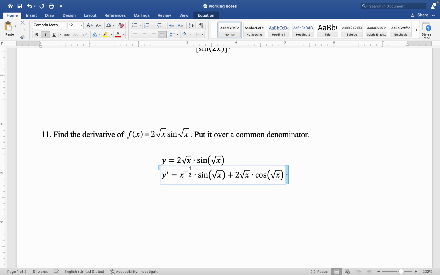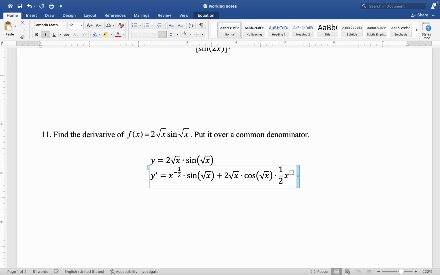And then we're not done. The chain rule says we also have to multiply by the derivative of the inside function. The derivative of root x is 1/2 x to the negative 1/2. And so that's the derivative. It just needs to be simplified.